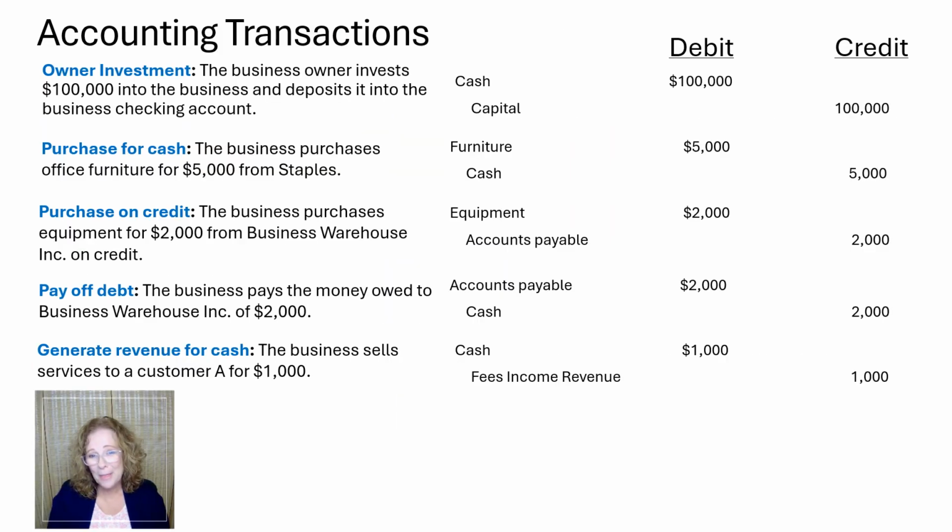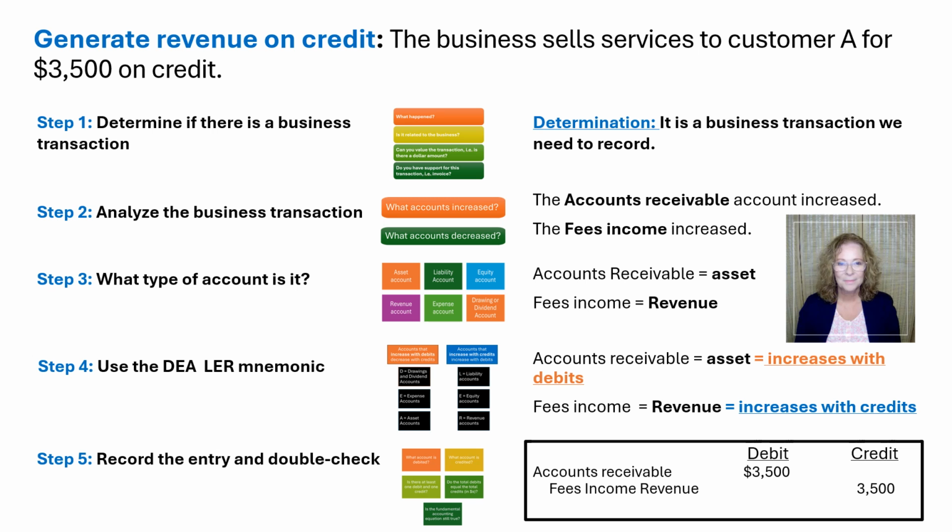And we'll add another transaction to our list of accounting transactions. In this next transaction, the business sells services to a customer on credit for $3,500. Step 1, is this a business transaction we need to record? What happened? The business generated revenue by extending credit to a customer. Is it related to the business?